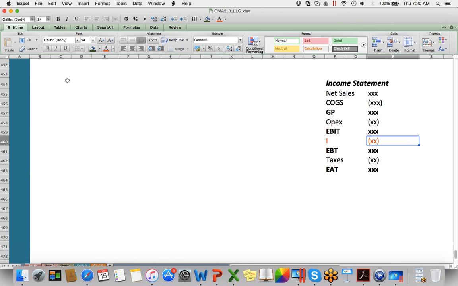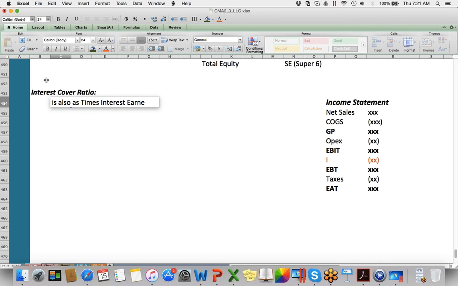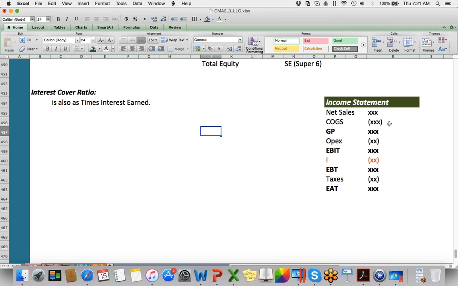Now the next ratio is the interest cover ratio. This ratio is also called times interest earned. To know this clearly, let us have a glance at the income statement. The income statement is prepared here.